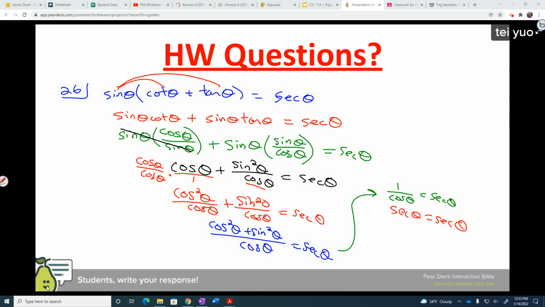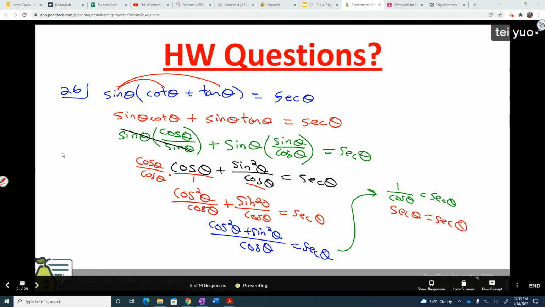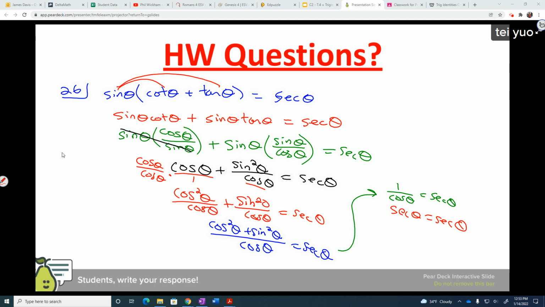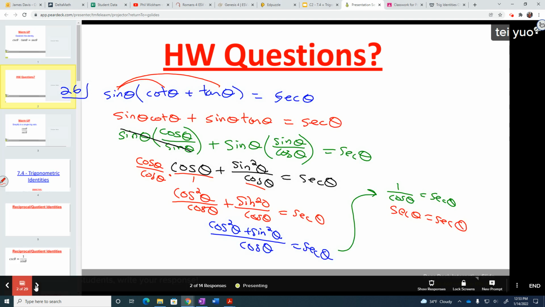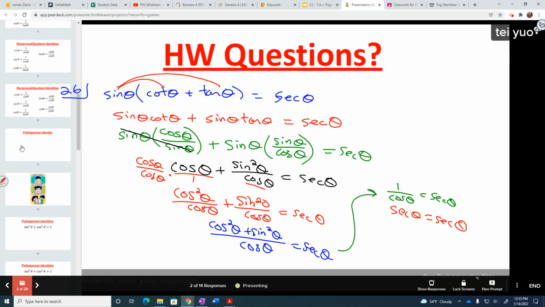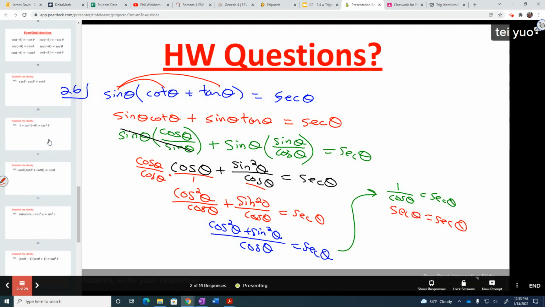I did kind of show you the steps on how to do that. Were there any other ones anybody wants to see? Today we're just going to go through a few more, and then you'll have class time to work on some as well. But we'll do a few examples here together.